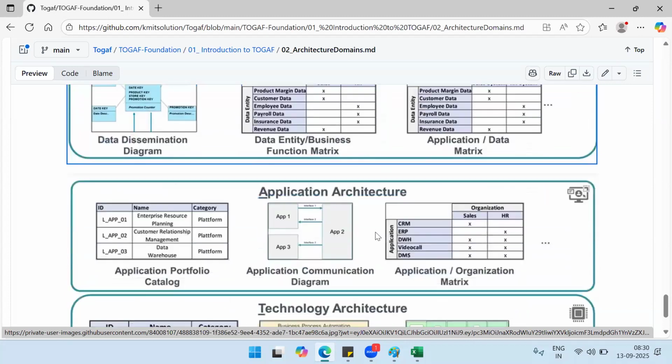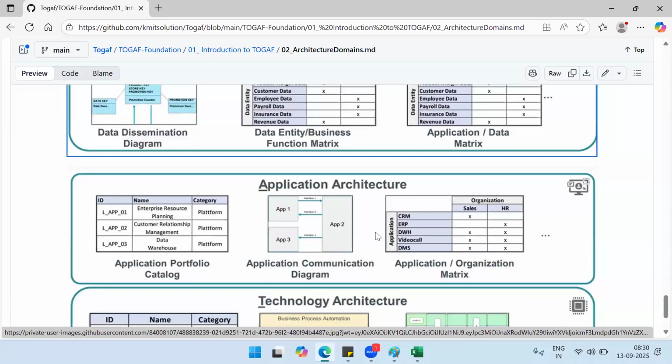Now, if we talk about the application architecture, in application architecture we have the application portfolio catalog, which is basically a list of all the applications in the enterprise, or an application communication diagram.